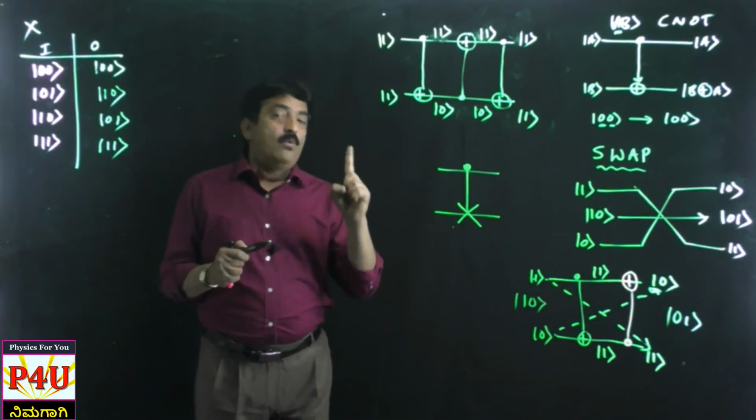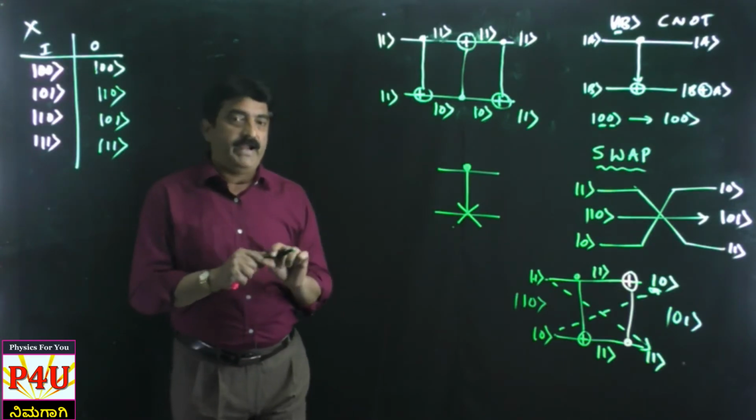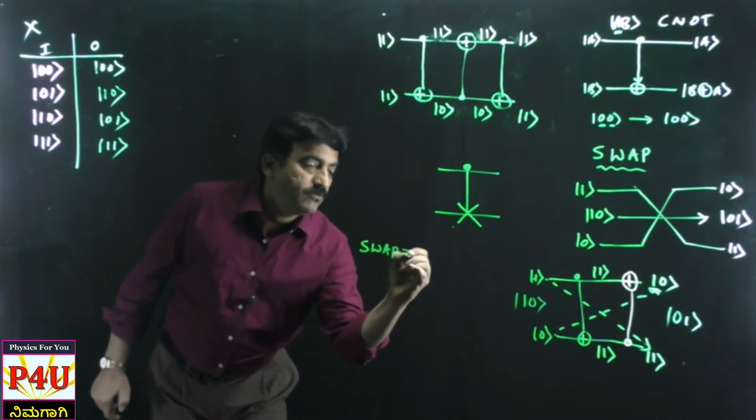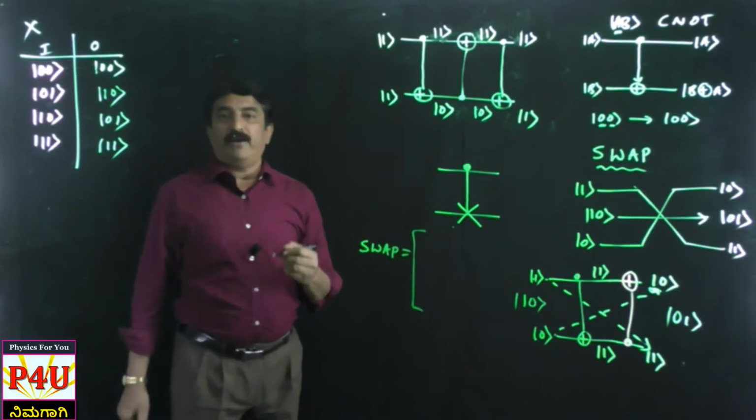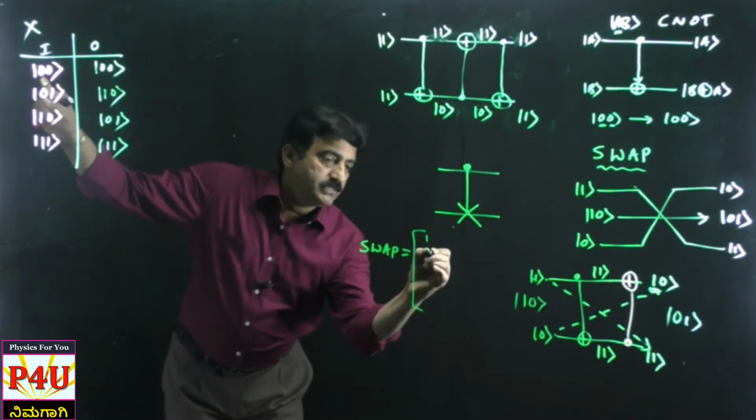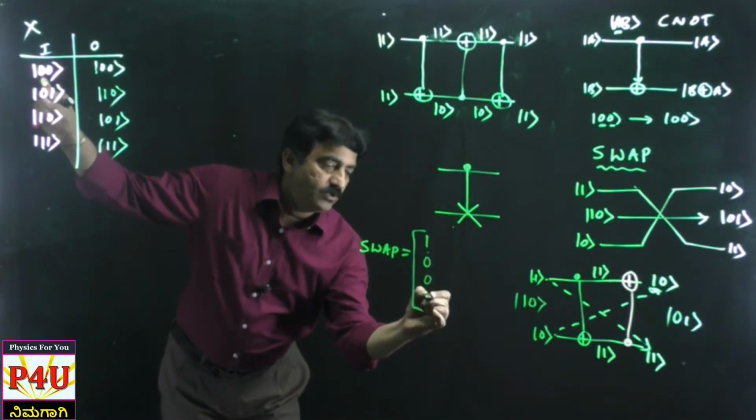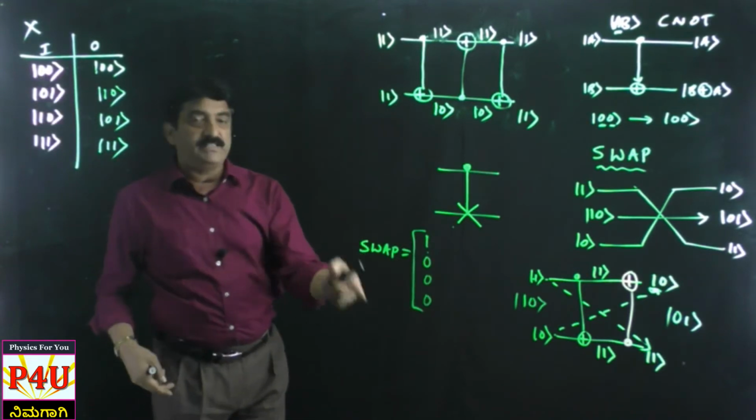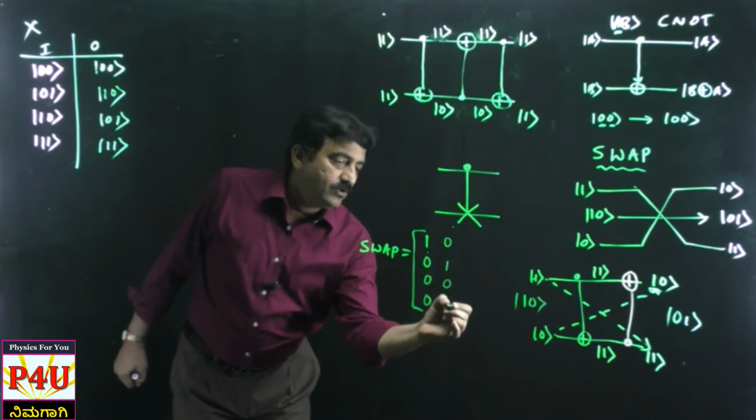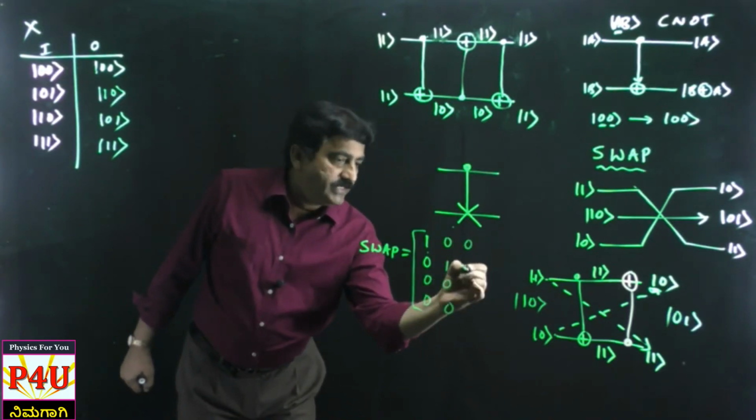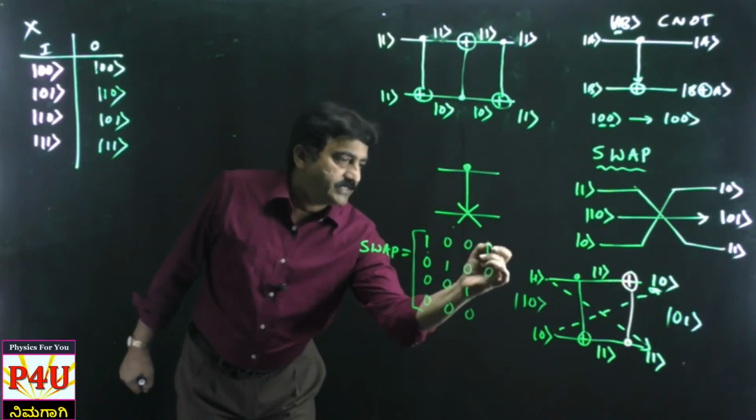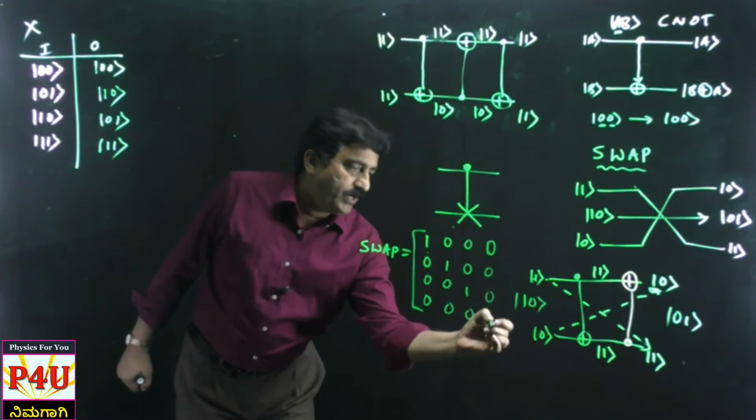So now the question: what is the matrix form of the swap gate? Swap is equal to, it is nothing but 4 by 4 only. First you write for 0 0: 1 0 0 0. This you know how to write, it is nothing but tensor product. Next line also you write 0 1 0 0. Next line 0 0 1 0. Next line 0 0 0 1.